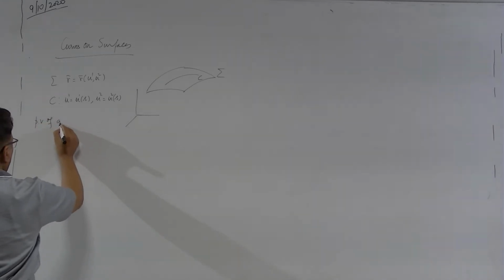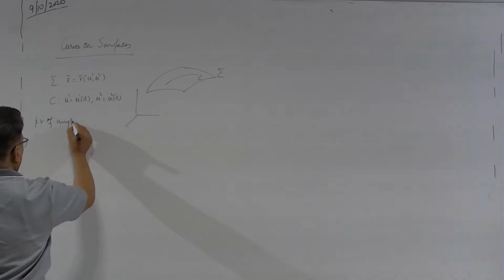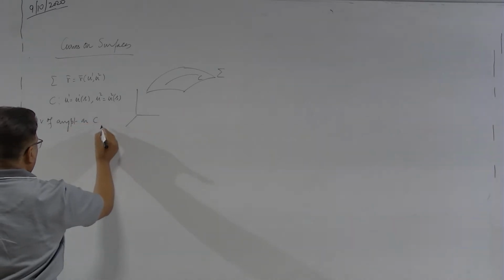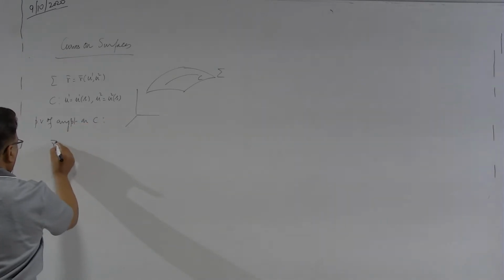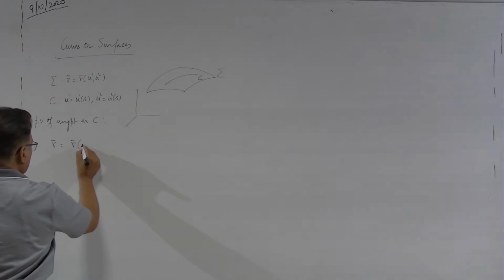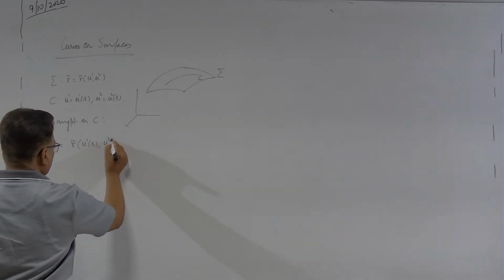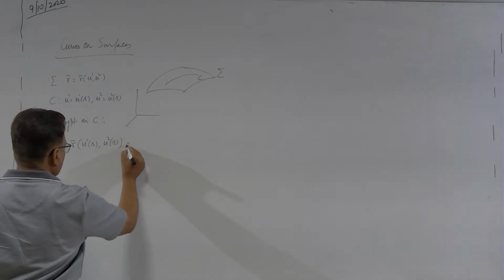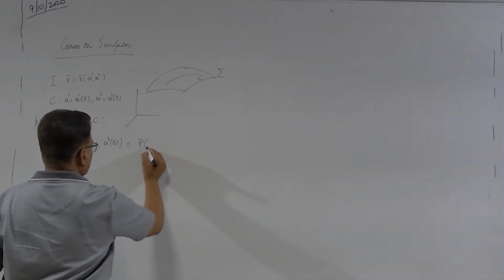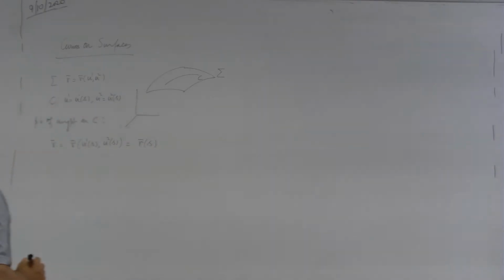The position vector of any point on C is given by r equal to r of u1, which is a function of s, and u2, which is also a function of s, and therefore r becomes a function of s. Now, if you remember, we can talk of the curvature of the curve.